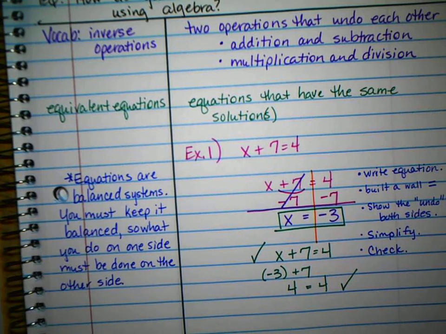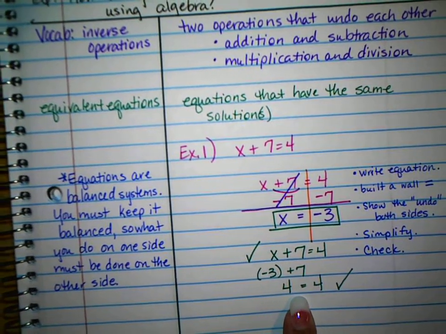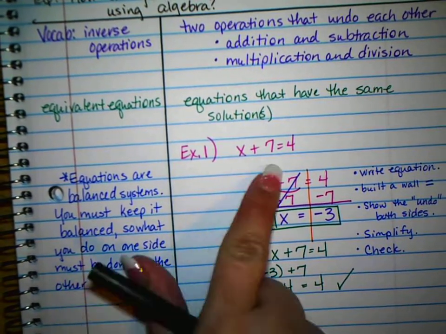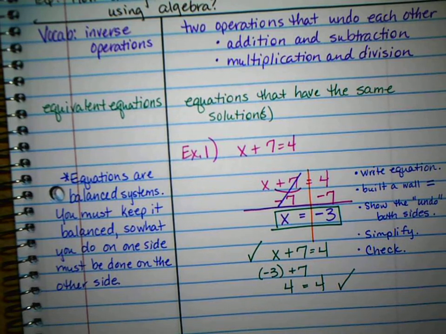I always look at it this way. I want to know I made a 100 on this paper, so I'm going to check every problem that I do because I want to make sure that I get them right. I don't want to make a mistake. If this doesn't come out equal, then I have to go back and check my work somewhere.